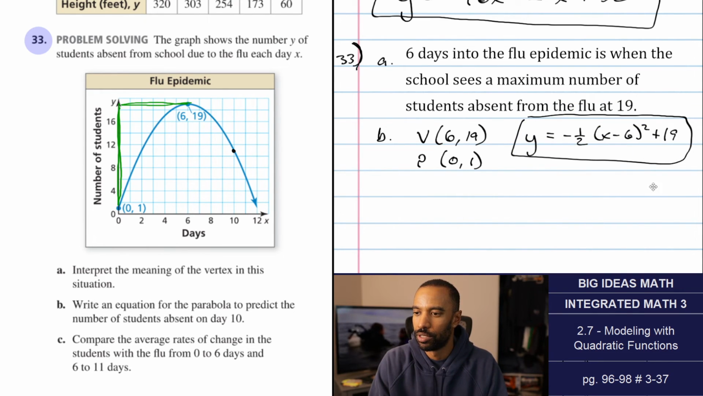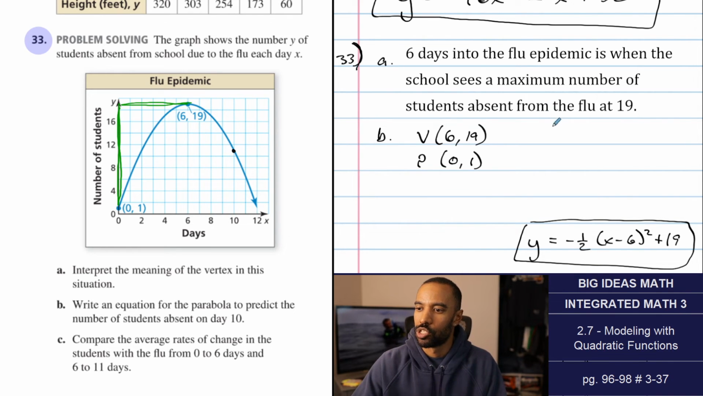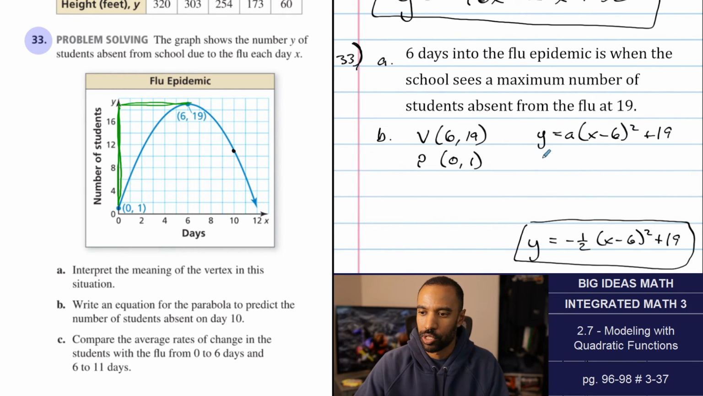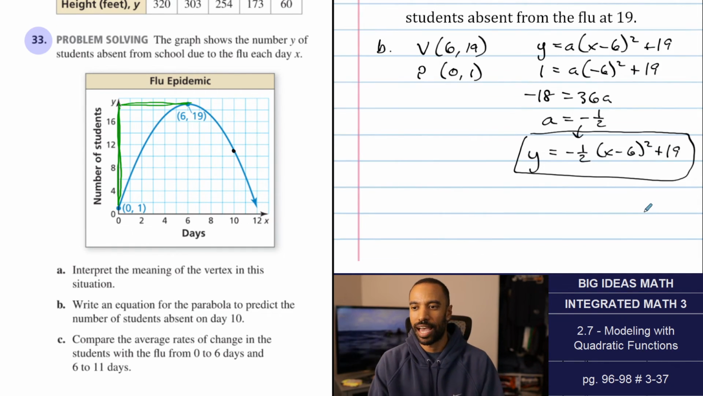Okay, so let's get that out of view there, or down lower. So we're going to do y equals a times (x minus 6) quantity squared plus 19. Let's substitute 1 for y, 0 for x. That's negative 6 squared plus 19. 1 minus 19 is negative 18. 36a. Divide both sides by 36. You get a is negative 1/2, and that goes down there. So we got that. It's not the final answer.